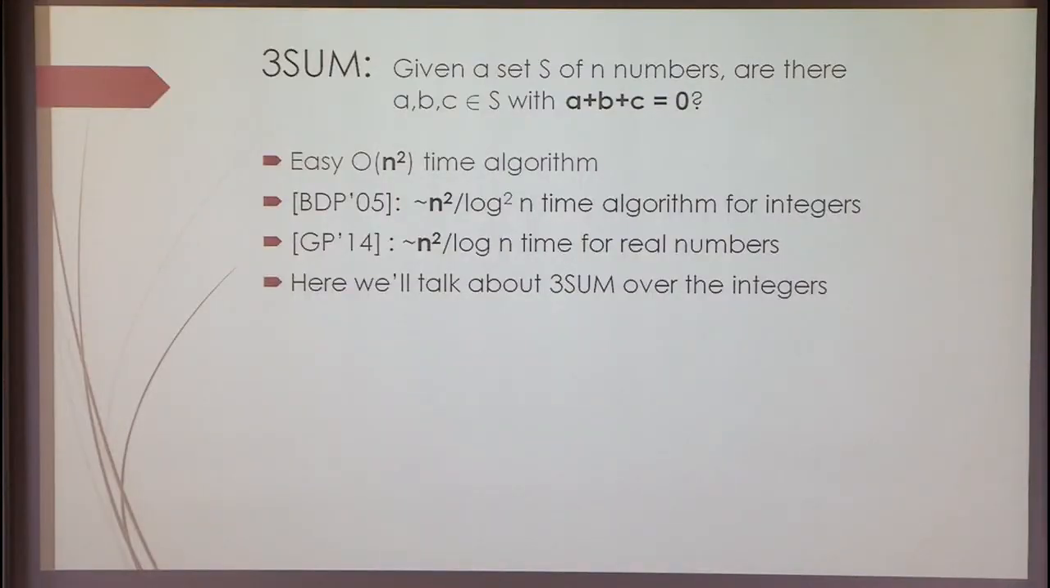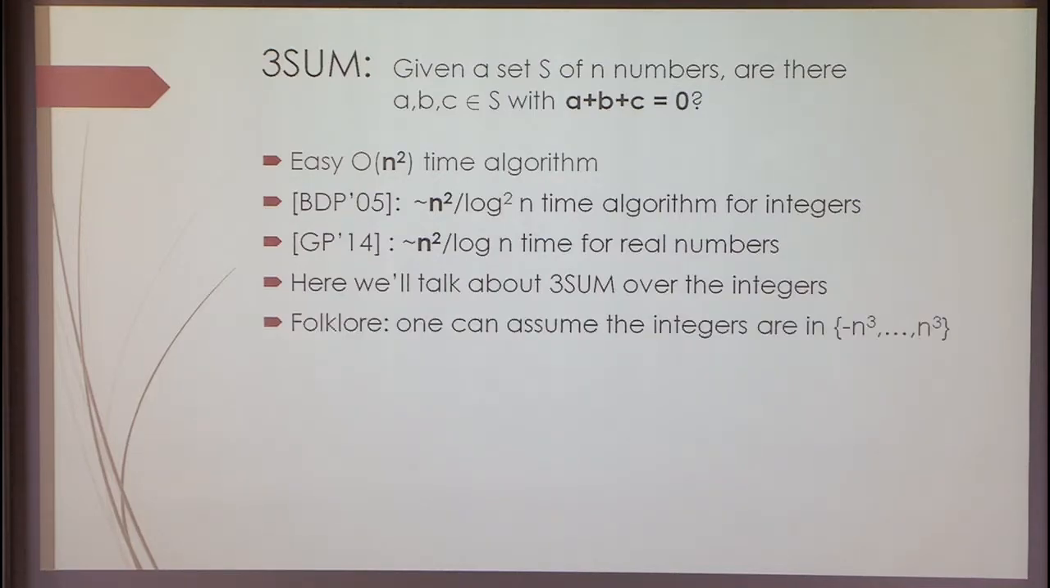From now on, I'll talk about 3SUM over the integers. This allows us to do some other tricks like hashing and so on. And there's a folklore result that says that if we're over the integers, we can reduce the general case to the case when the integers are between minus n cubed and n cubed.